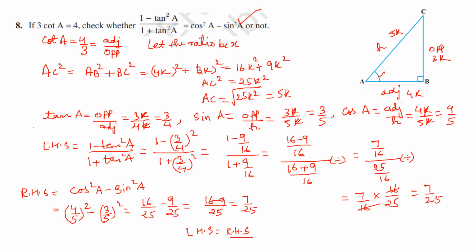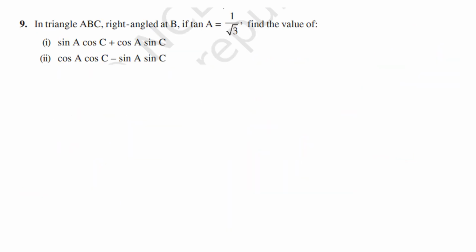Okay. Now moving to question number 9. In triangle ABC, right angle at B, if tan A equal to 1 by root 3, find the value of sin A cos C plus cos A sin C, and second one cos A cos C minus sin A sin C. So trigonometric ratio for tan A is given, isn't it? So first of all label it, which is the opposite, adjacent and hypotenuse with respect to angle A. So this is opposite, this is adjacent, and this is the hypotenuse.